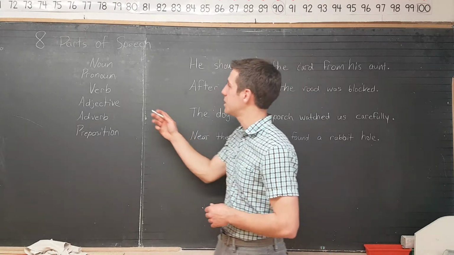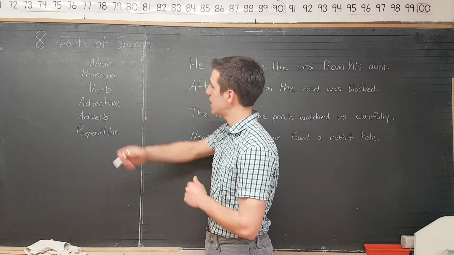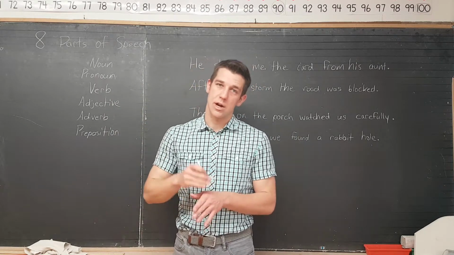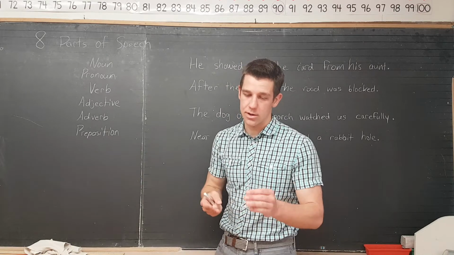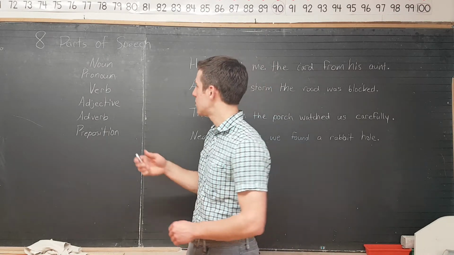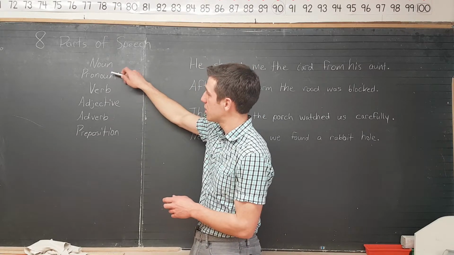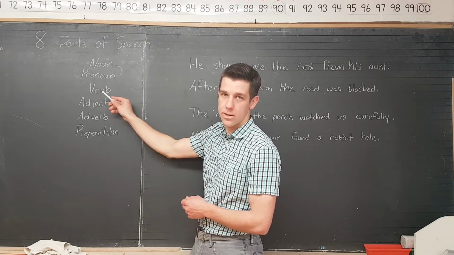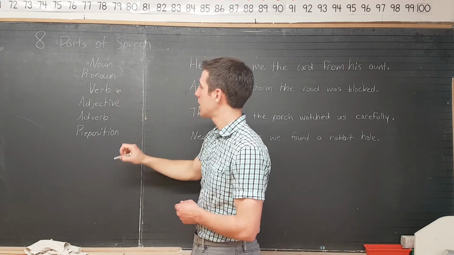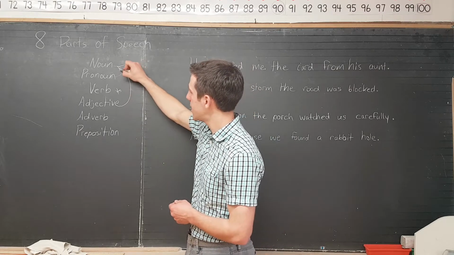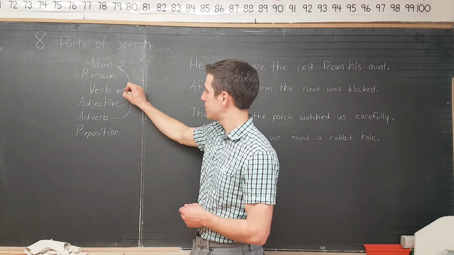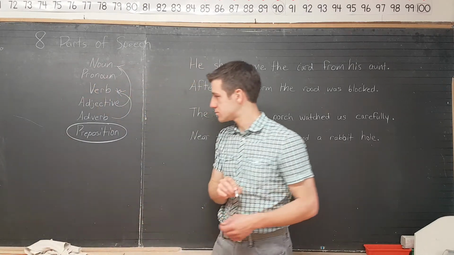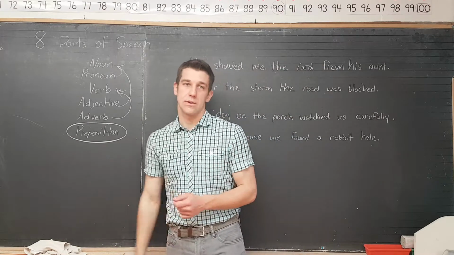There are 8 parts of speech in English. So here we have 1, 2, 3, 4, 5, 6 of them. You've learned 5 of them. Now you're going to learn the 6th one, and then there's 2 more after that that you're going to learn by the end of this book. The first one you learned was a noun, right? Noun and pronoun kind of go together. Noun, pronoun, verb. You know what a verb is, right? And an adjective describes a noun. An adverb modifies a verb. And then we have the preposition today. So we are going to get familiar with them.